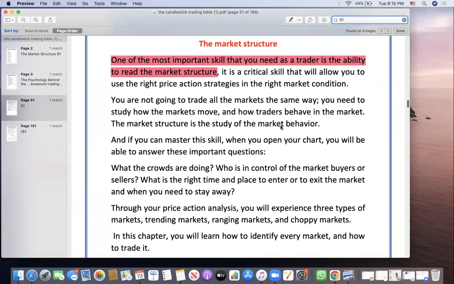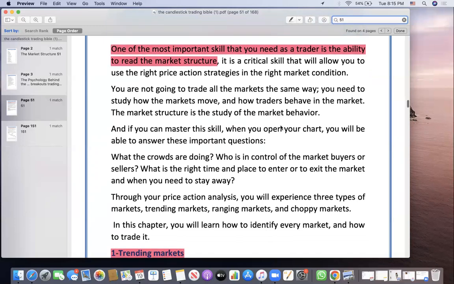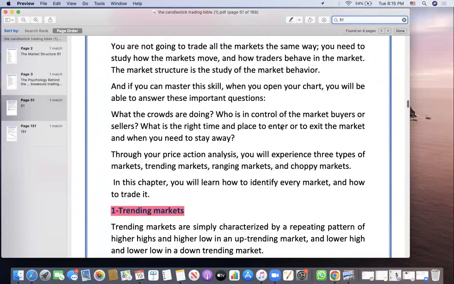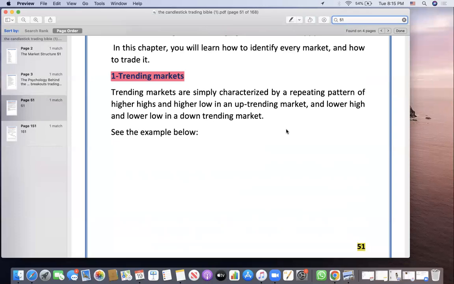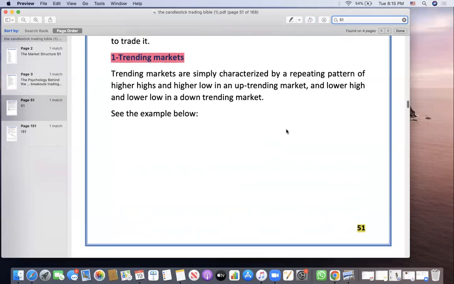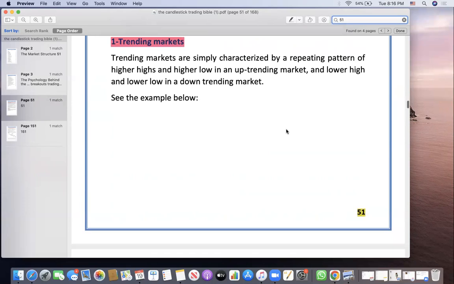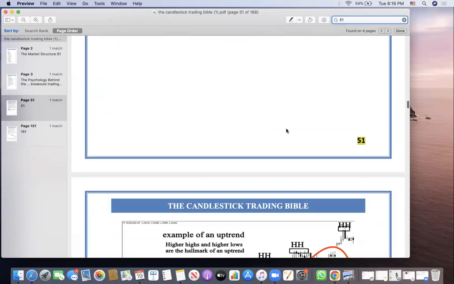So one of the most important skills that you need as a trader is the ability to read the market. It is a critical skill that would allow you to use the right price action strategies in the right market conditions. And again, trending markets are characterized by a repeating pattern of higher highs and higher lows in an uptrend market and lower highs and lower lows in a downtrend market.